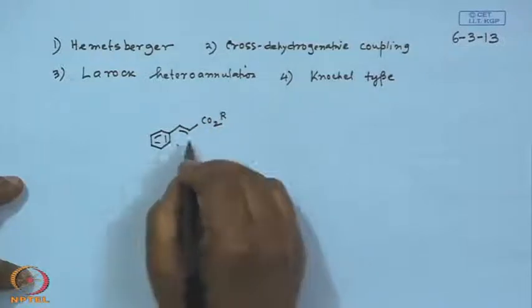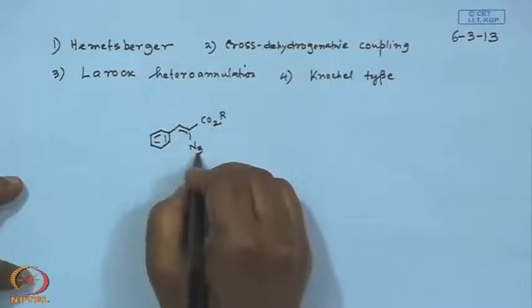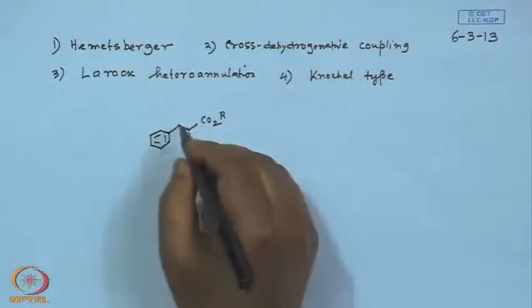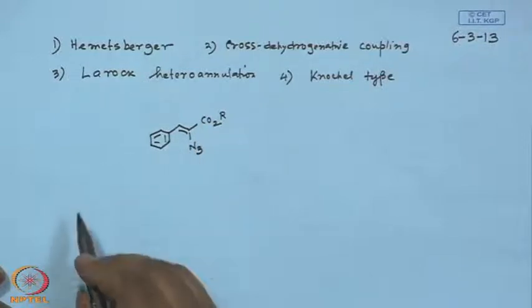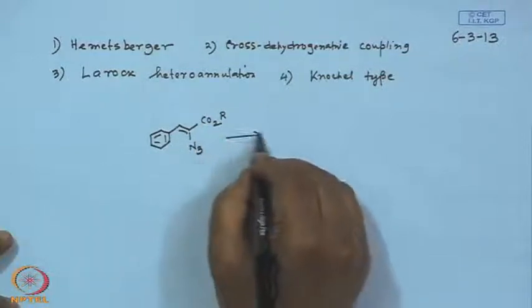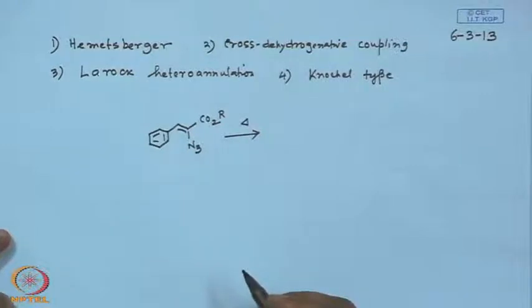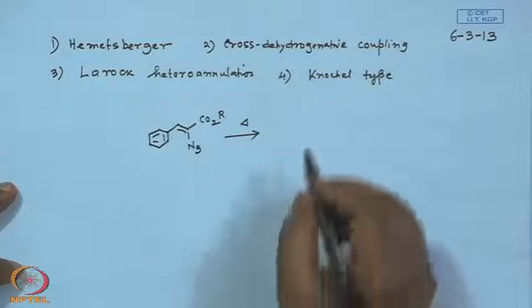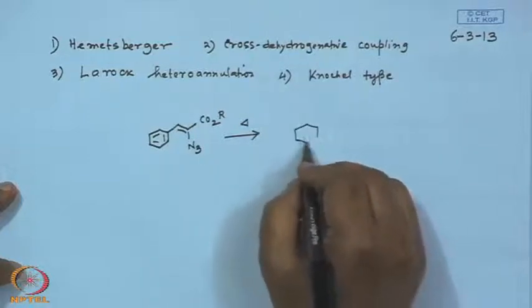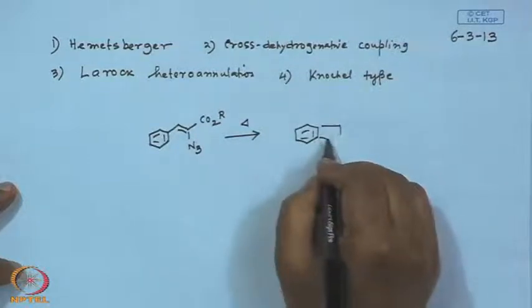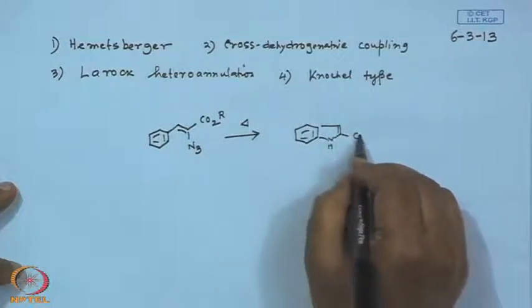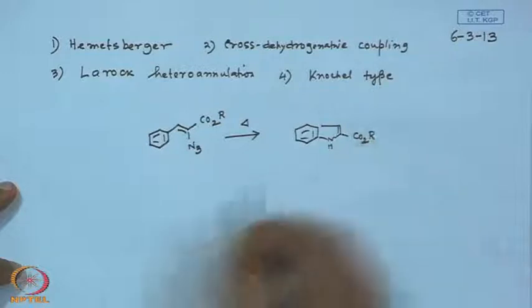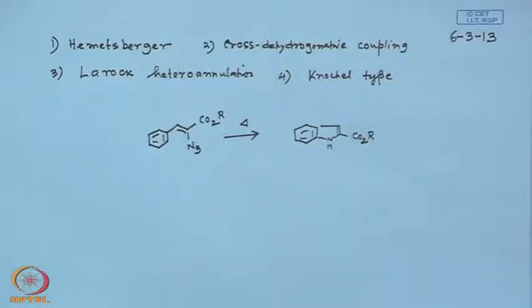If you write this structure this way, the adjacent position is alpha, so this is beta. So beta-azidostyrene, and if you heat it, not at very high temperature, just less than 200 degrees centigrade, what are you likely to get? You get a product under sort of neutral conditions, this is indole, that is it.